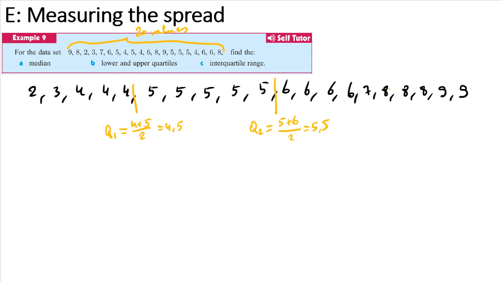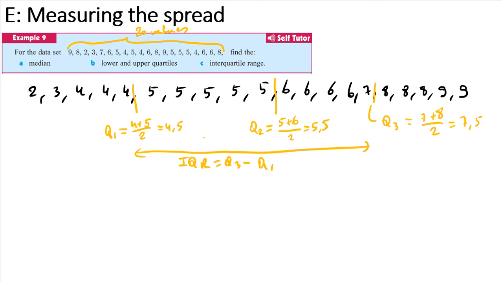And to find the upper quartile, we have to divide the second half, and we have 10 values there, so it's again between the 5th and the 6th. So 1, 2, 3, 4, 5. So it's between 7 and 8. So the upper quartile will be equal to 7 plus 8 divided by 2, which is 7.5. And the interquartile range will be the difference, again Q3 minus Q1.